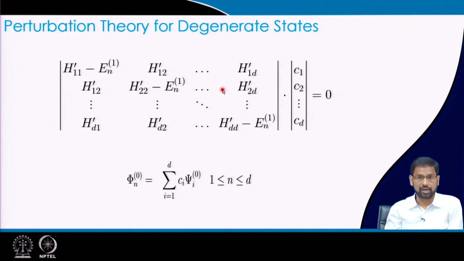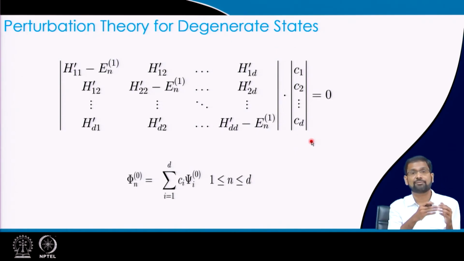For each energy value, these d number of energy values are essentially the first order energy corrections to the degenerate states. By plugging in each value of En, I get a set of coefficients C1, C2 to Cd that satisfies that particular equation. I would do this d number of times. So I get d number of eigenvalues and d number of eigenvectors. These eigenvectors are the coefficients C1 to Cd.